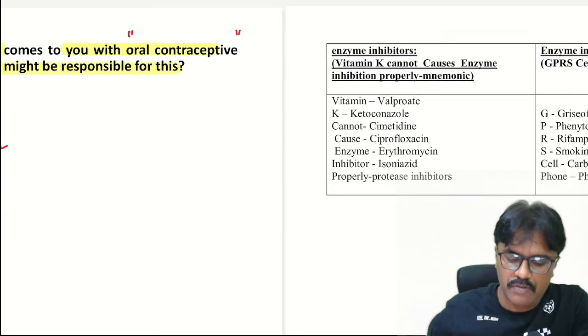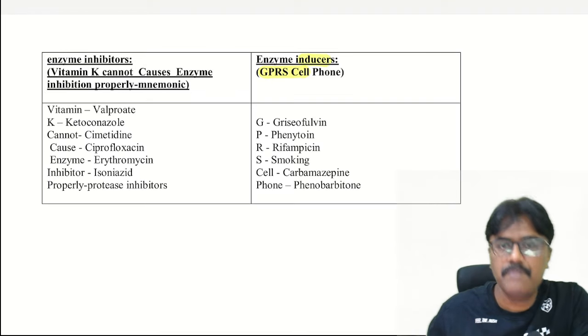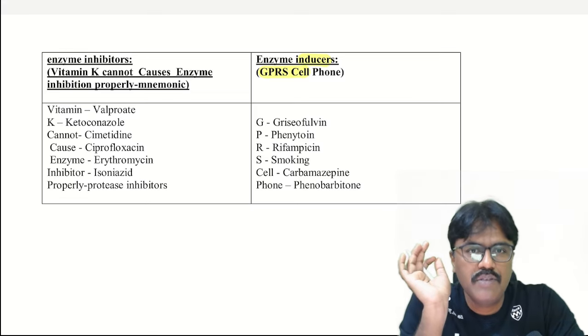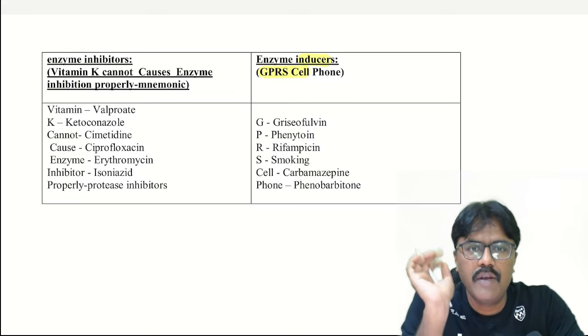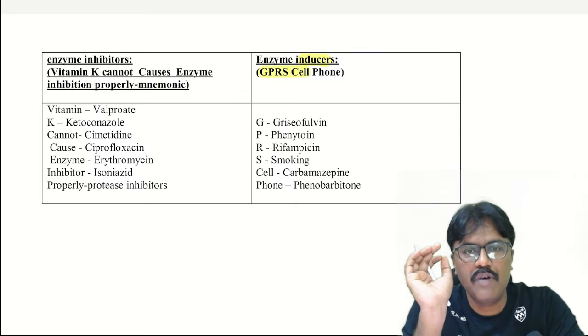There is a mnemonic for that. The mnemonic for inducers is GPRS CP, like a cell phone: G for griseofulvin, P phenytoin, R rifampicin, S smoking, C carbamazepine, P for phenobarbital.